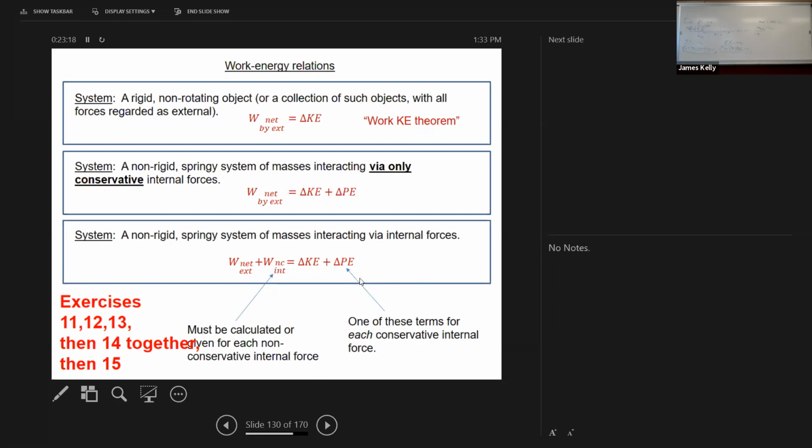Problem 11. Let's look at 11 together, and then I'll leave you to do 12 and 13. A half-kilogram ball is launched upward at 30 meters per second initial speed. Let me show the board.